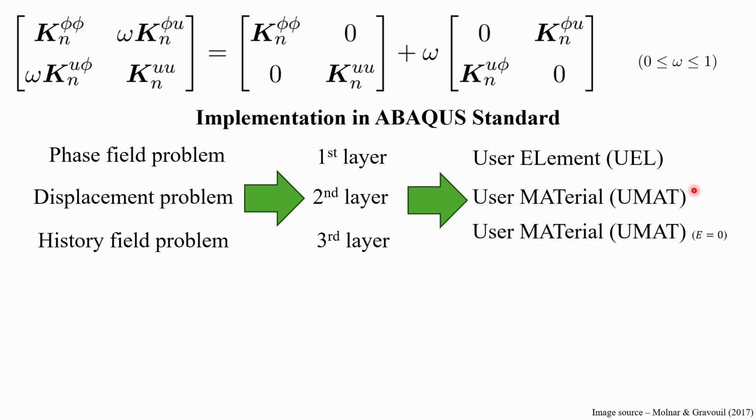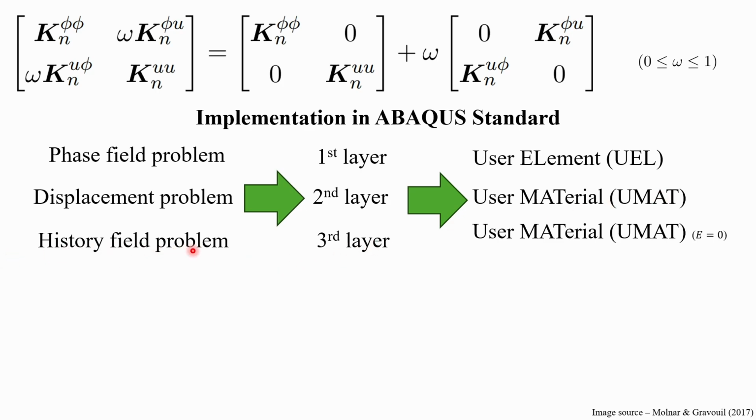It has to be used, in fact, because the phase field problem and the displacement problem have a history field problem which exchanges information between the first and the second layer, right? So you have to use UEL and UMAT side by side, or together.